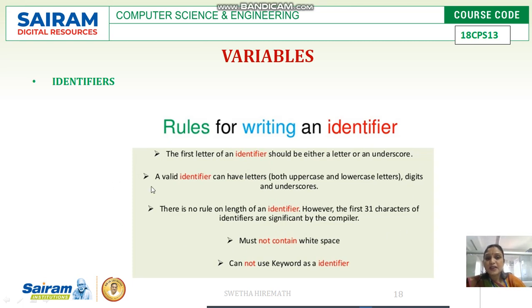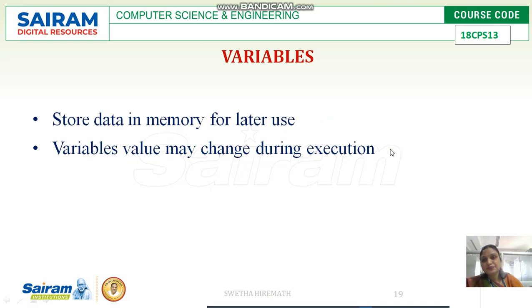So the first letter of an identifier should be either a letter or an underscore. Second, a valid identifier can have letters, digits, and underscores. And third, there is no fixed rule on the length of the identifier, but only the first 31 characters will be significant to the compiler. The fourth rule is, it must not contain white space, and the fifth rule is, it cannot use a keyword as an identifier. Once we are familiar with the rules for writing identifiers, we can use those identifier names as variable names in our C program.